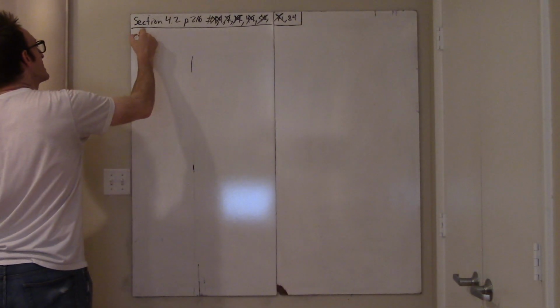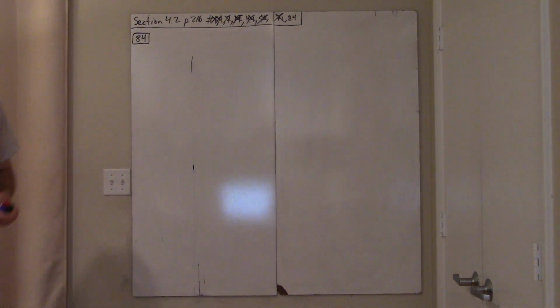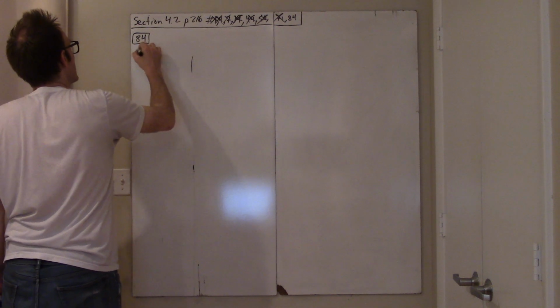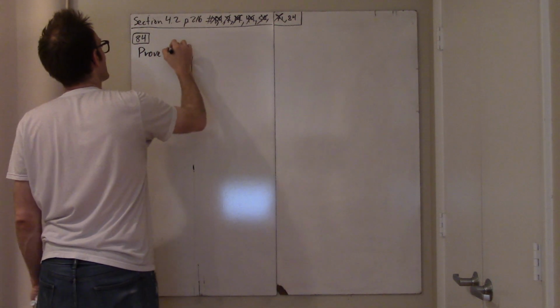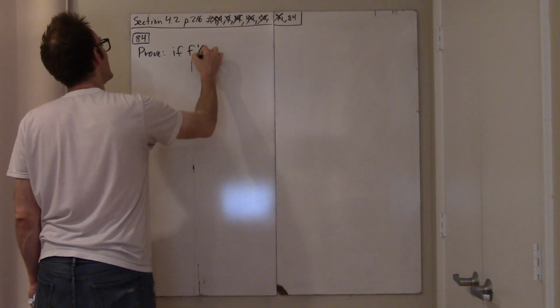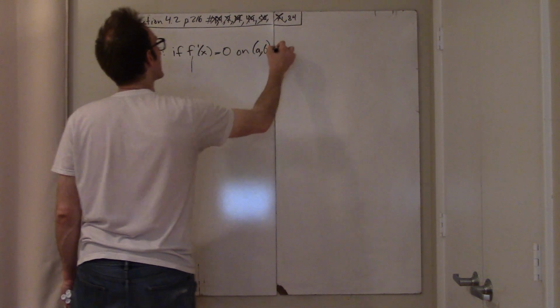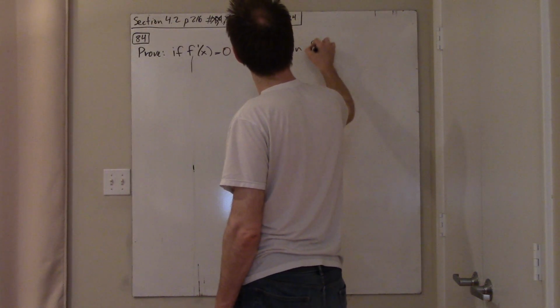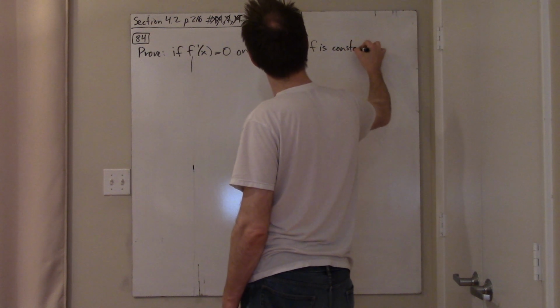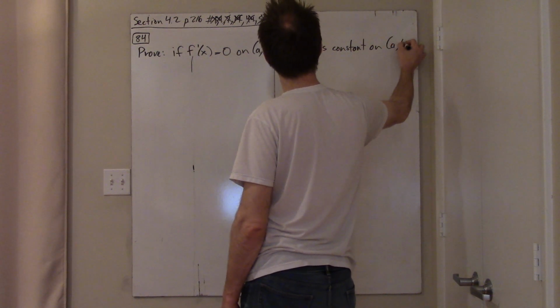Number 84. This is pretty hard. I usually don't assign this, or, well, I used to assign it, then I stopped assigning it. I would have done it in class on the mean value theorem day. But here it is. Show that if the derivative is 0 for all x on some interval, then f is constant. Okay, this is, I think, hard. So prove that if the derivative of some function is 0 on some interval a, b, then f is constant on a, b.